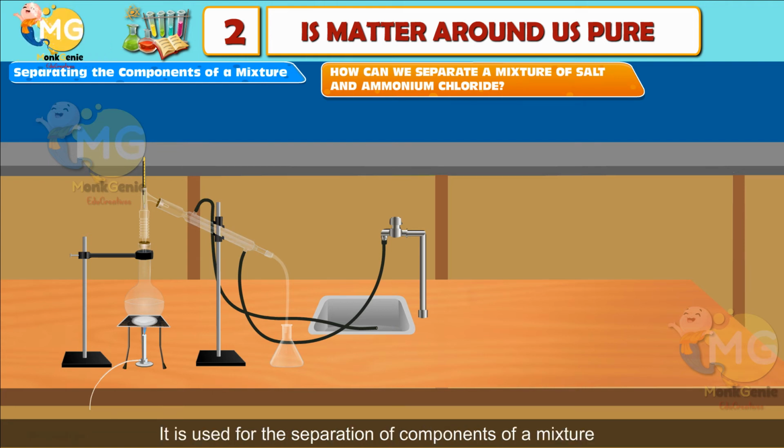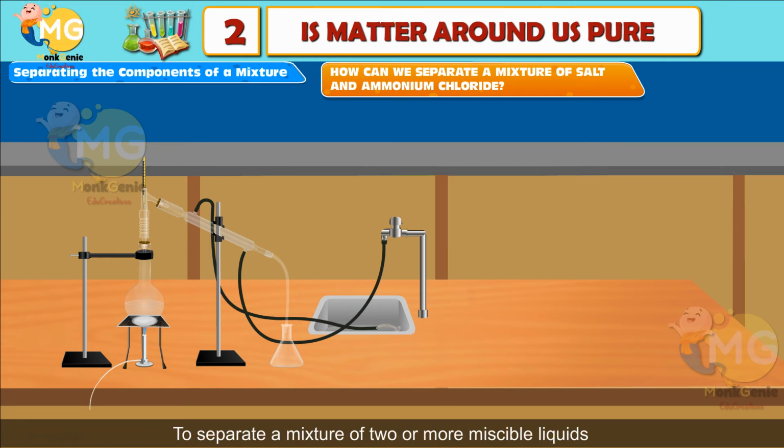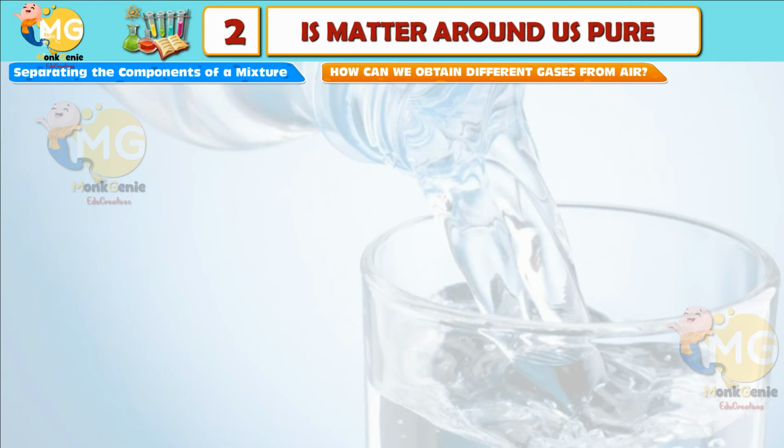It is used for the separation of components of a mixture containing two miscible liquids that boil without decomposition and have sufficient difference in their boiling points. To separate a mixture of two or more miscible liquids for which the difference in boiling points is less than 25 K, fractional distillation process is used. For example, for the separation of different gases from air, different fractions from petroleum products, etc. How can we obtain different gases from air?